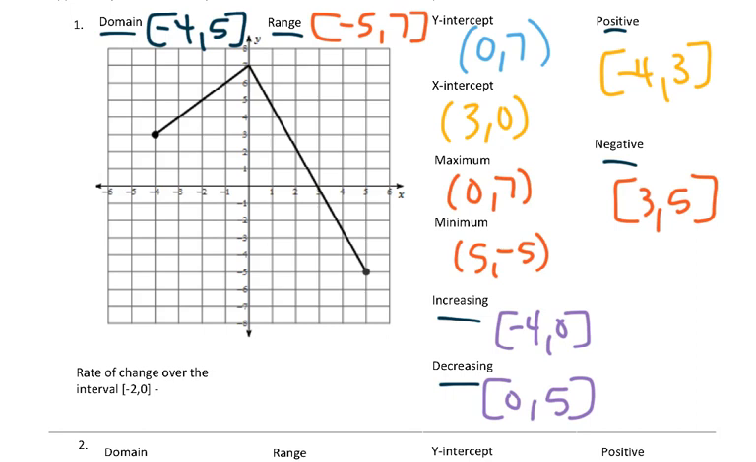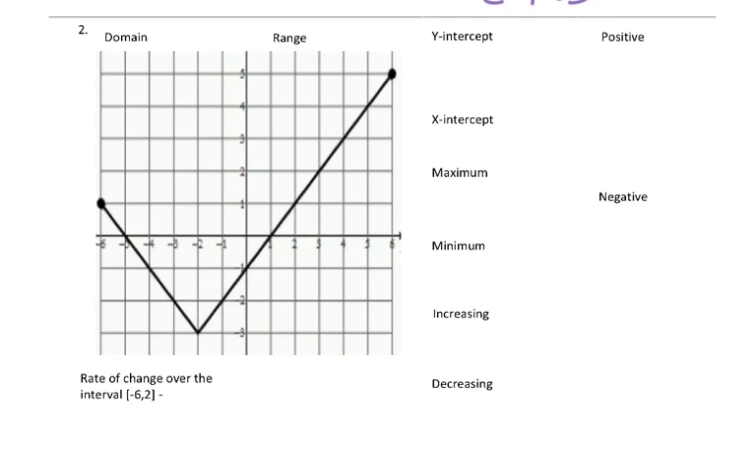And that's all I do with positive and negative. Now, my rate of change, they give me the interval -2 to 0. So at -2 I find my graph, and at 0 I find my graph, and then I find the slope. So I'd go up 2 to the right 2. So 2 over 2 would be reduced to 1. So my rate of change is 1. Alright, well that's all we got to do on these guys, so let's keep going.